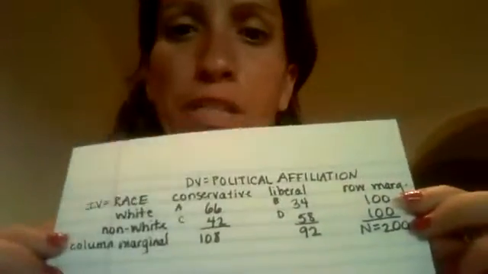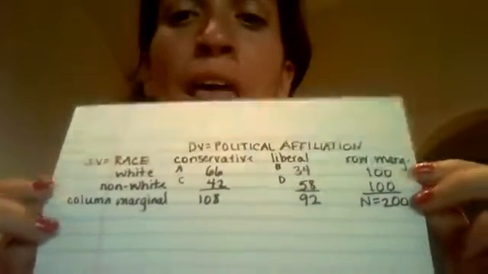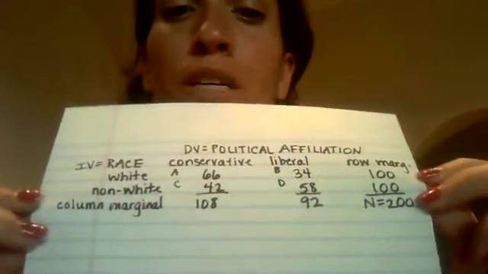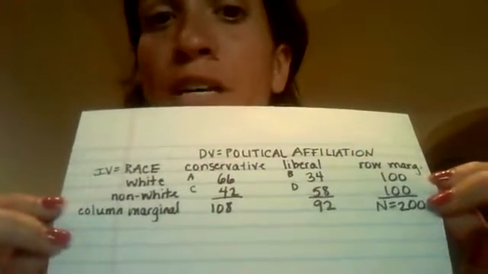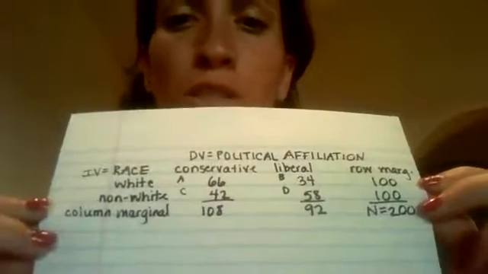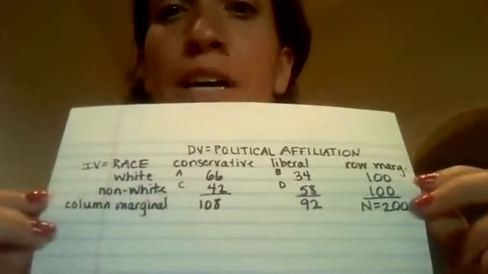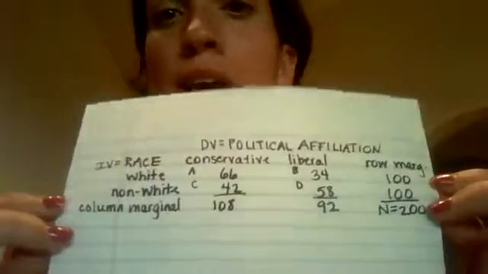So my prediction, my research hypothesis, would be that non-whites are more likely to identify as liberal than whites, and conversely, whites are more likely to identify as conservative than non-whites. The null hypothesis, the hypothesis of no relationship, would state that there is no relationship between race and political affiliation, that you could not predict someone's political affiliation based on the category of their race.